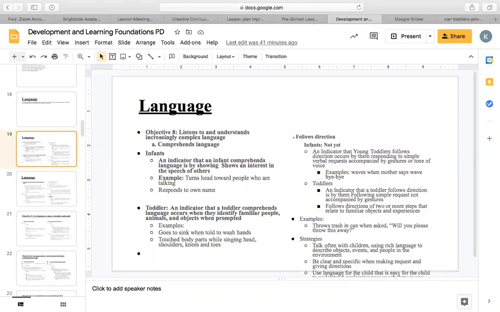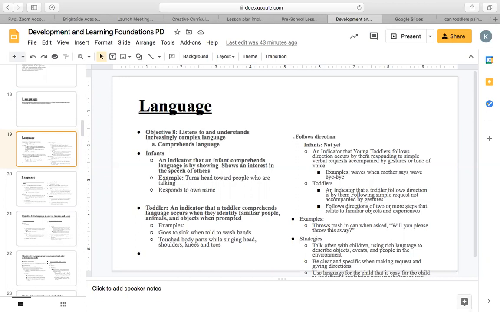Follows direction. Infants, not yet. An indicator that young toddlers follow direction occurs by them responding to simple verbal requests accompanied by gestures or tones of voice. Examples, waves when mother says wave bye-bye. Toddlers, an indicator that a toddler follows direction is by them following simple requests not accompanied by gestures. Examples, throws trash in can when asked, will you please throw this away?